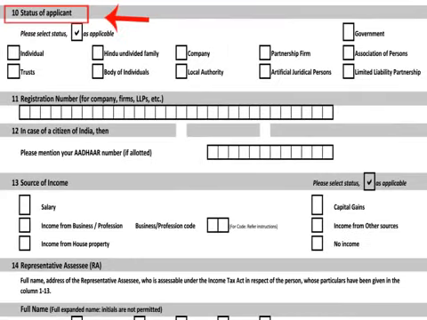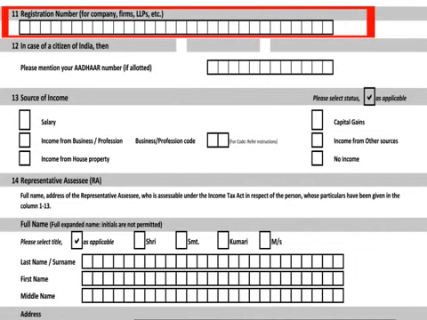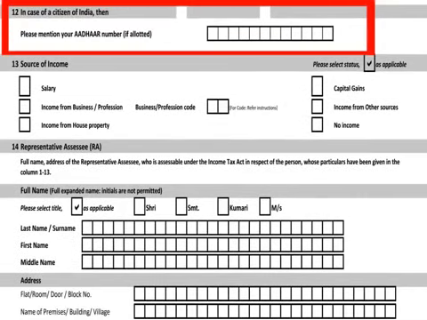In item 10, select the category status that is applicable. In case of limited liability partnership, the PAN will be given a firm status. Item 11 asks for registration of companies issued by the Registrar of Companies. Other applicants may mention registration number issued by the state or central government authority. Item 12. Citizens of India must enter their Aadhaar number if allotted. It should be supported by a copy of Aadhaar card.